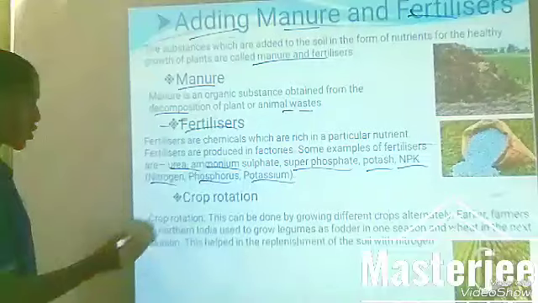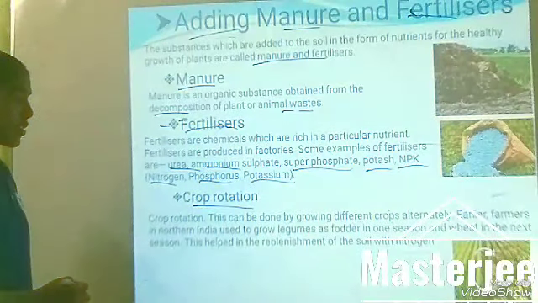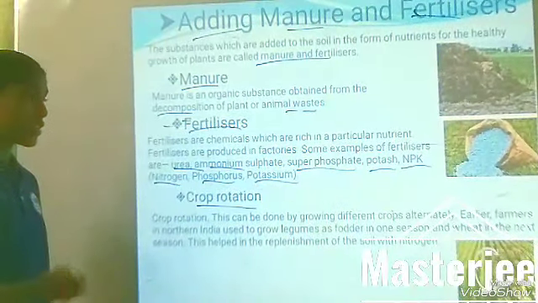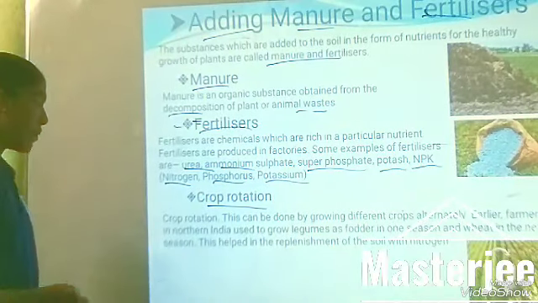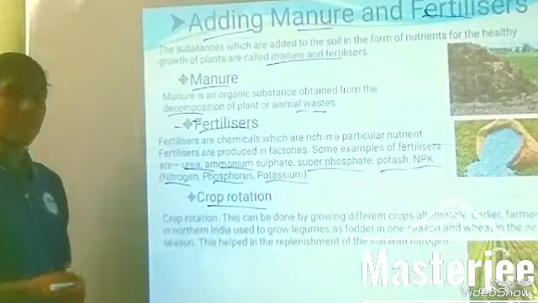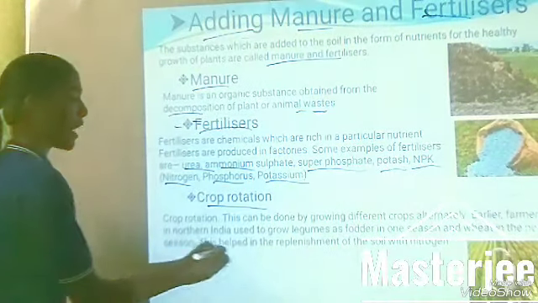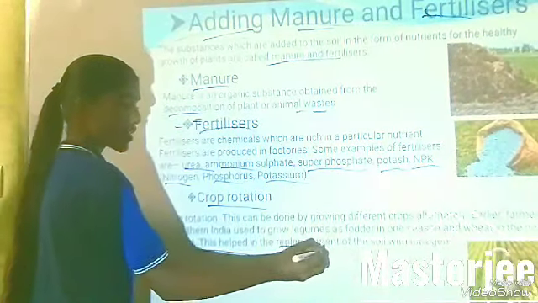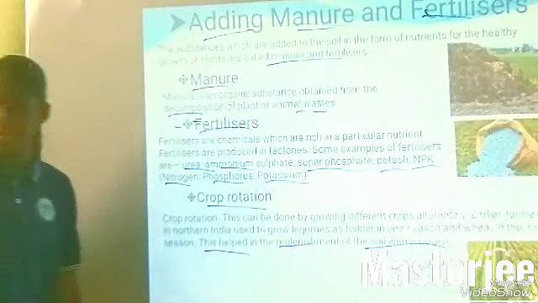The next thing is crop rotation. This can be done by growing different crops alternately. Earlier, farmers in North India used to grow legumes as fodder in one season and wheat in the next season. This helped the farmer with the replenishment of soil nutrients.